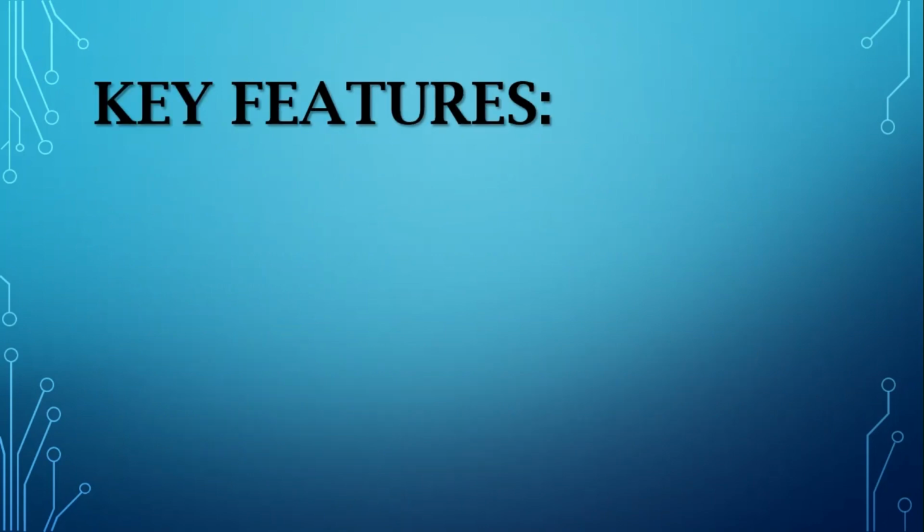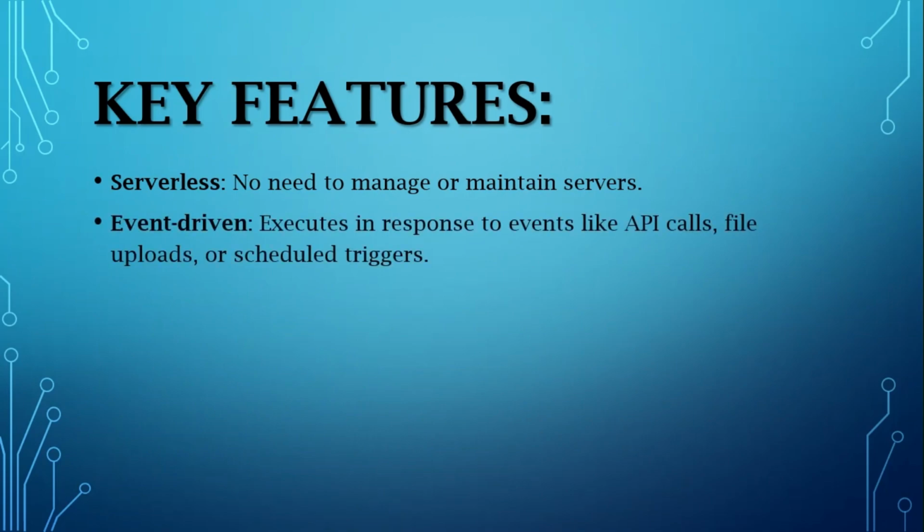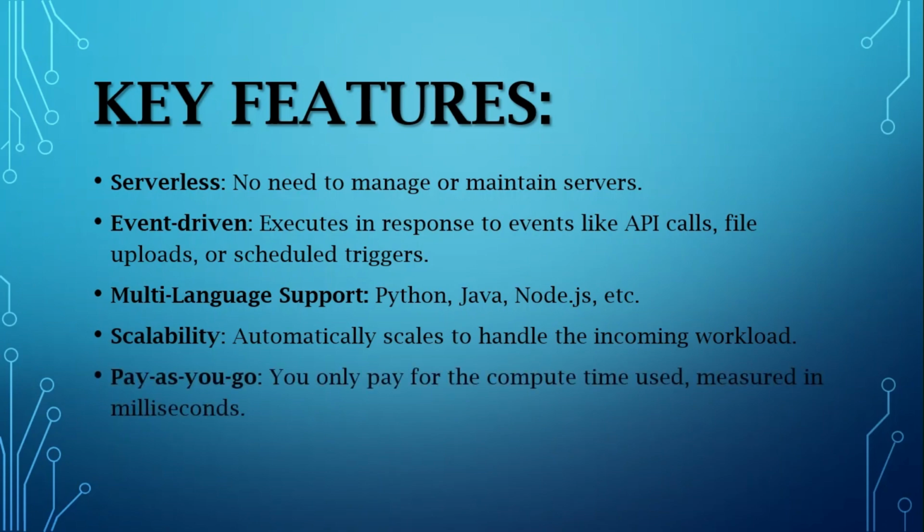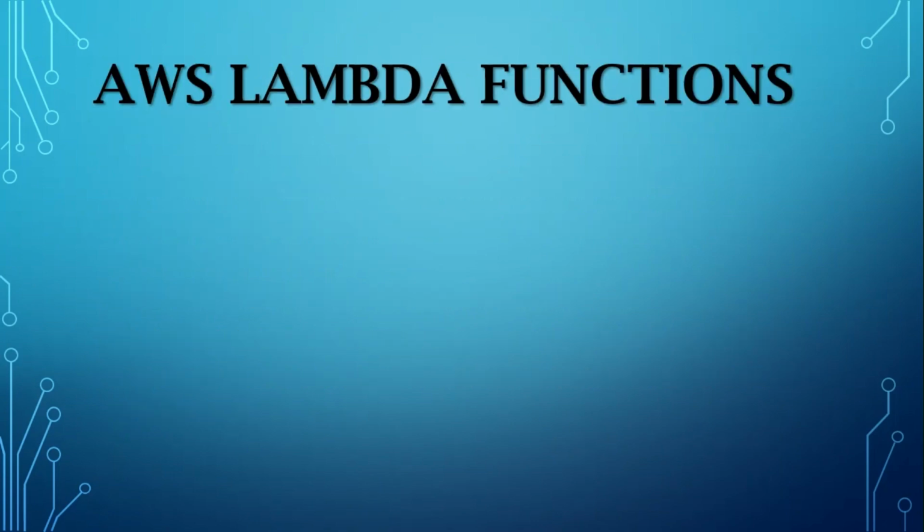Here are the key features of AWS Lambda. First one is serverless. No need to manage infrastructure. Event driven, triggered by specific actions. And it supports multiple languages like Python, Java, Node.js, and some others. And it's automatically scalable. Finally, it's cost efficient. Pay only for the compute time you use.